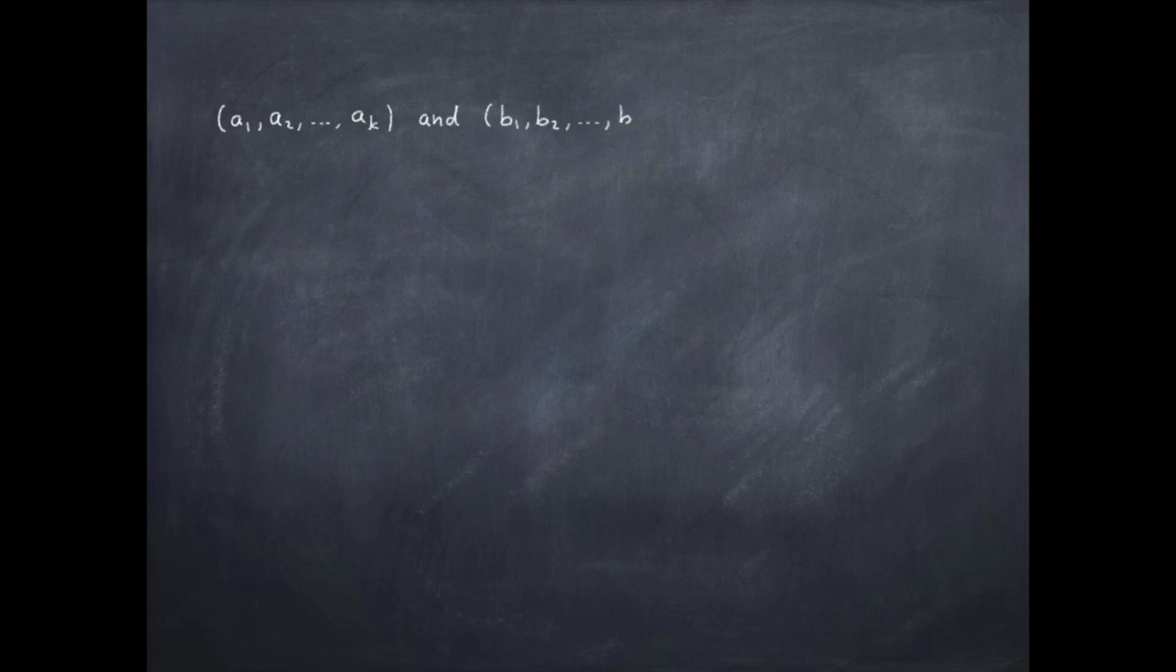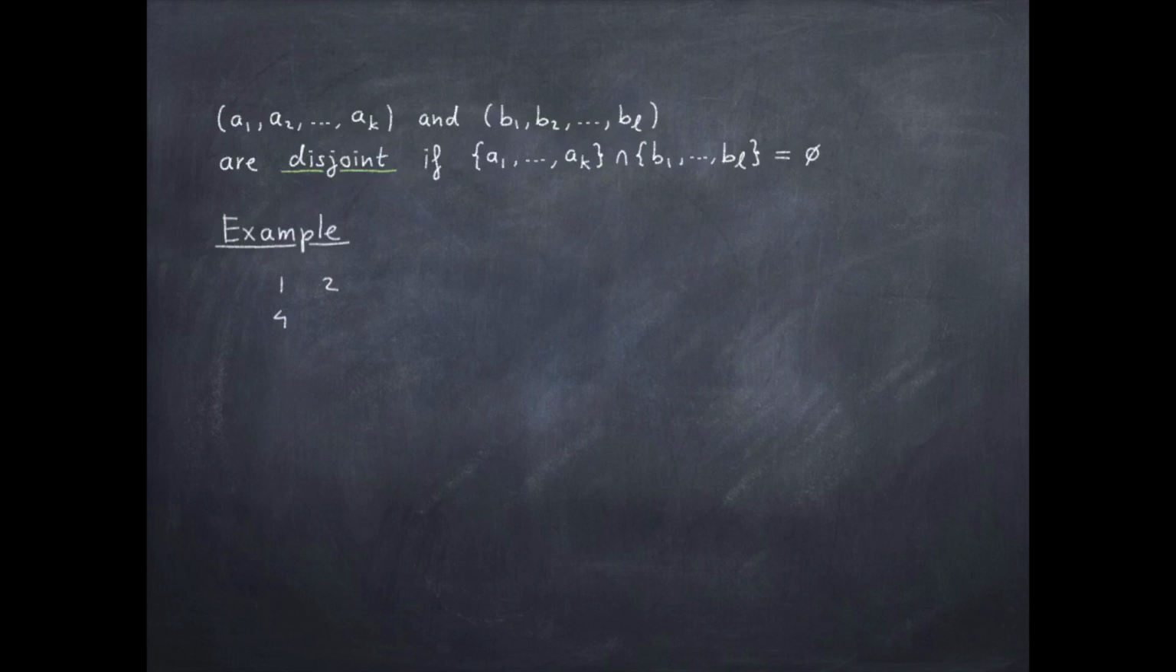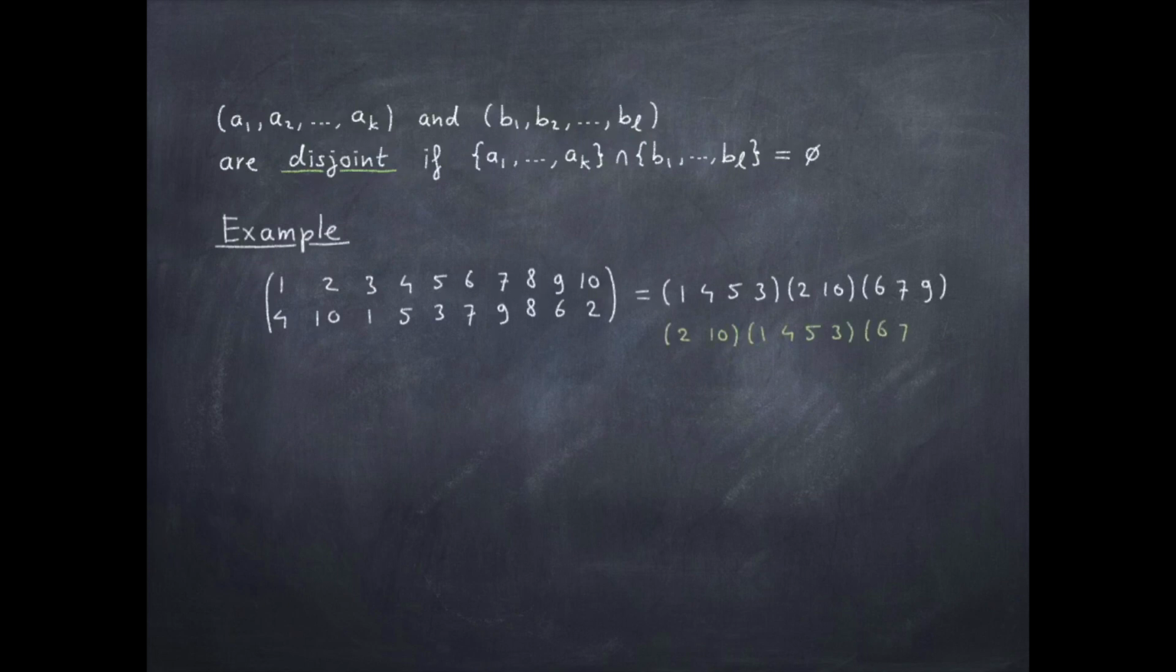Two cycles are called disjoint if they don't have any element in common. In the example you see a permutation of the elements 1 to 10. The permutation is written as the product of three disjoint cycles. Since disjoint cycles commute, we could also change the order of the three cycles and get the same permutation. Also, we could include cycles of length 1.